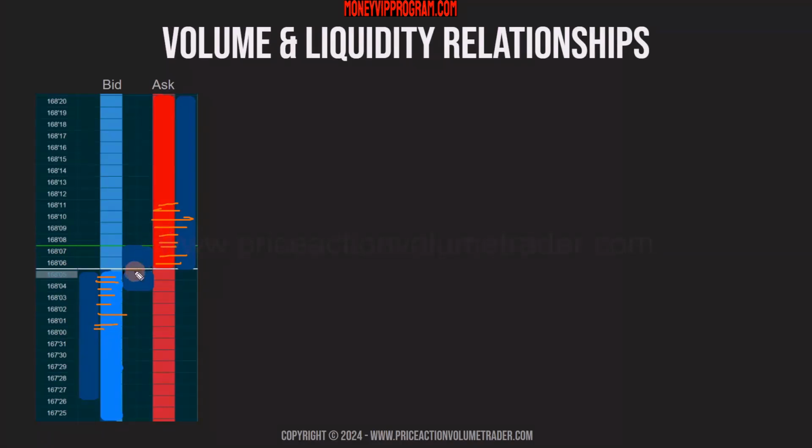Okay, so if you're right here and you're a small retail trader, you can definitely get filled at the very next tick, either to get long or to get short.